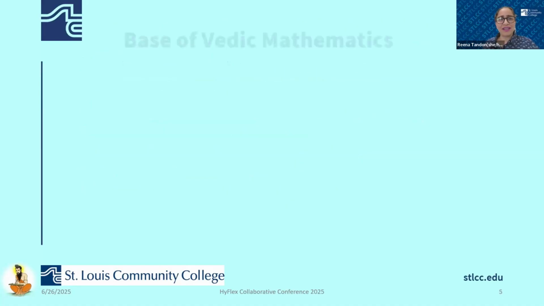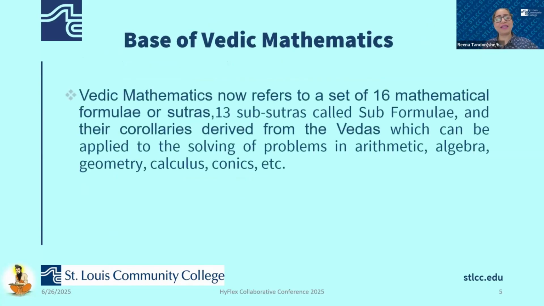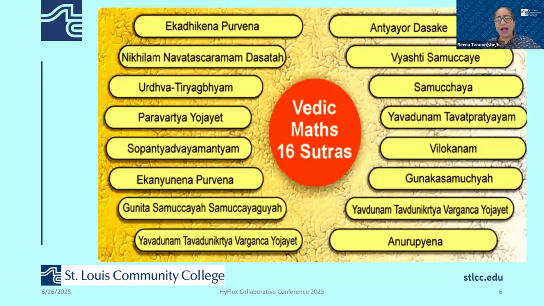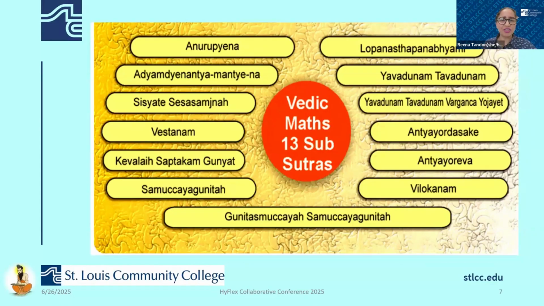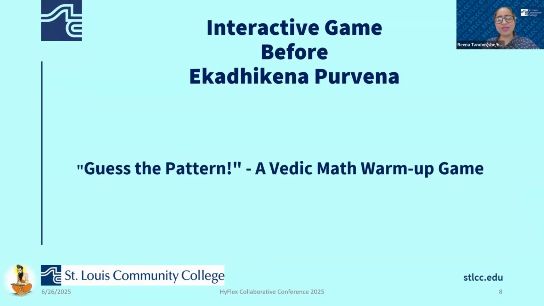Before starting, I just want to tell you the basics. There are 16 mathematical formulas in total. Sutra means formula, and there are also 13 sub-sutras. Today I am going to walk through three sutras, starting with Ekadhikena Purvena, then the one for squaring numbers ending in five. I wrote the English names here also, since maybe you cannot understand the Sanskrit words.